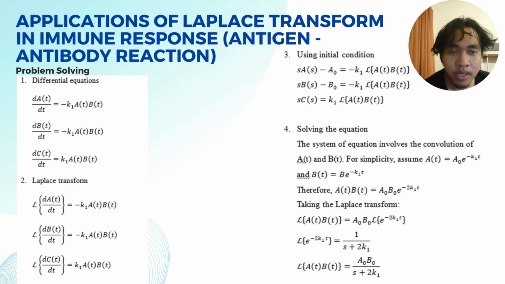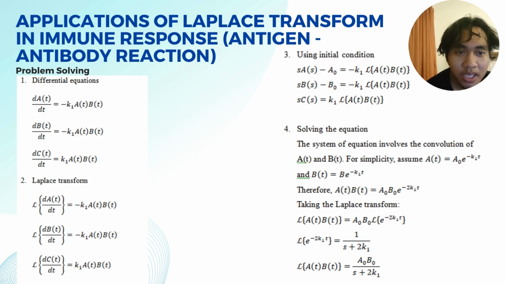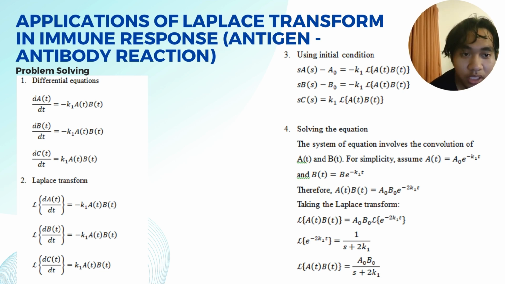Assalamualaikum everyone. Next we will be presenting about applications of the Laplace transform in immune response, antigen-antibody reaction. Alright, first step, problem solving. dA(t)/dt equals negative k1 A(t)B(t). And then dB(t)/dt equals negative k1 A(t)B(t). And then, given the same method, we change the B to C.